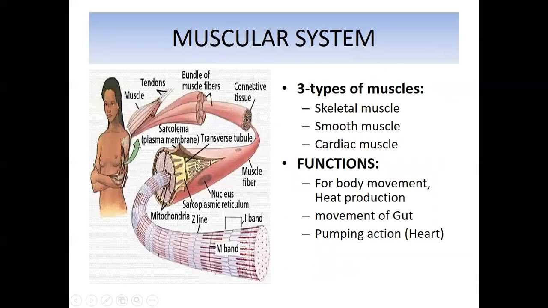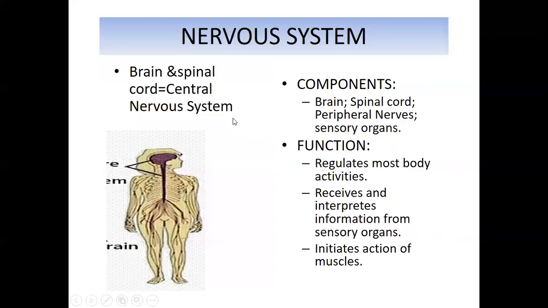And for the muscular system, we have three types of muscle: skeletal muscle, smooth muscle, and also cardiac muscle. The functions here are body movement, heat production, movement of the gut, and pumping action for the heart.